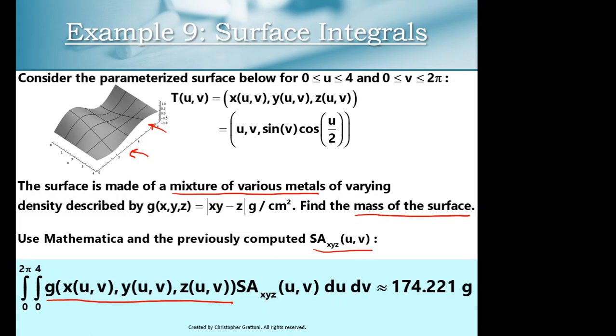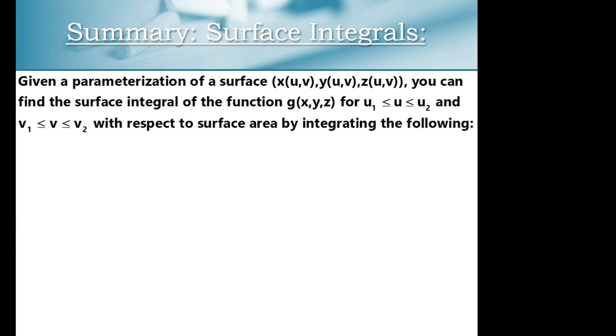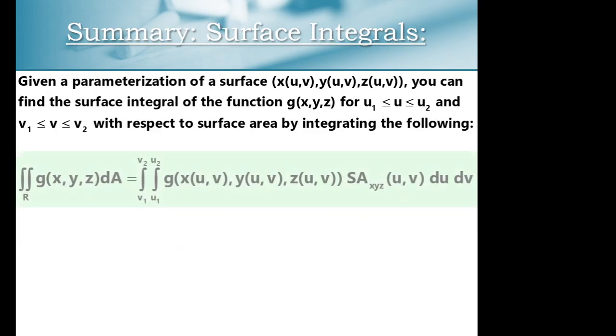Anyway, so we could say that this piece of sheet metal has a mass of 174.221 grams. Pretty sure you're going to see a try-it problem that's just like this, so you'll get to practice it in Mathematica. And then, here's my summary.